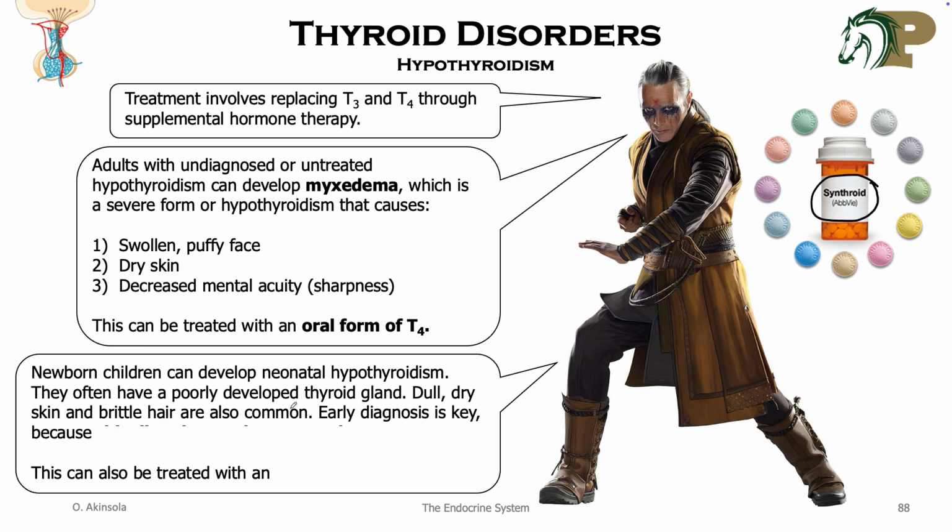Newborn children can also develop neonatal hypothyroidism. This is one of the many conditions that newborn babies are tested for before they can leave the hospital. Okay? So dull, dry skin and brittle hair are common. Early diagnosis is key because if it is caught early enough, it can be reversed. Okay? You treat that with an oral form of T4 as well.